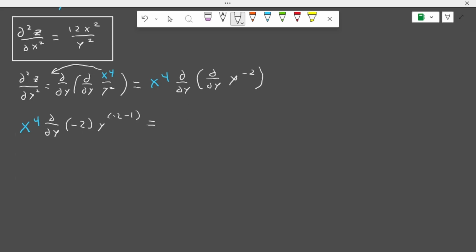Simplifying this further, we get that this equals x to the fourth times negative 2 times negative 3 y to the negative 4. So we can simplify this and say that the double derivative of function z with respect to y is equal to x to the fourth divided by y to the fourth times 6.